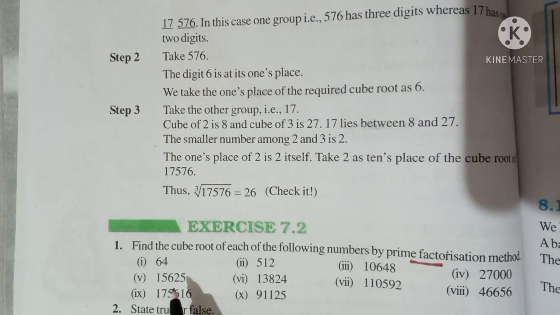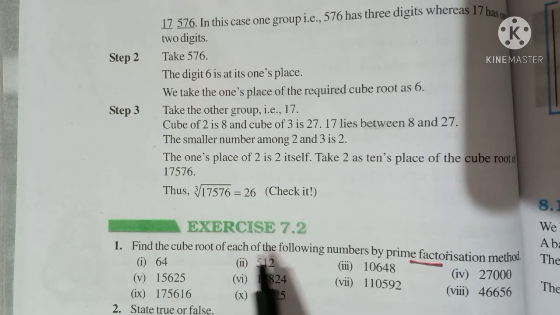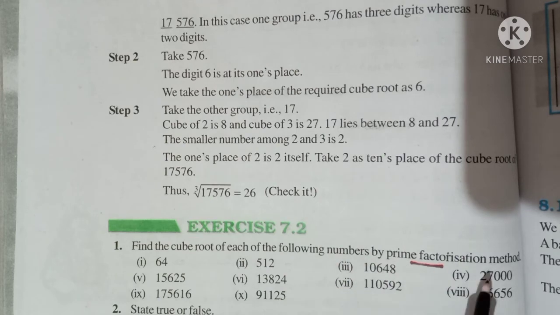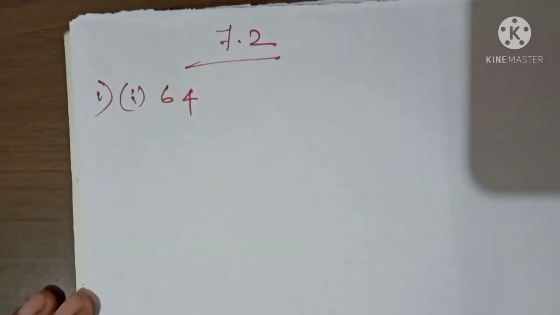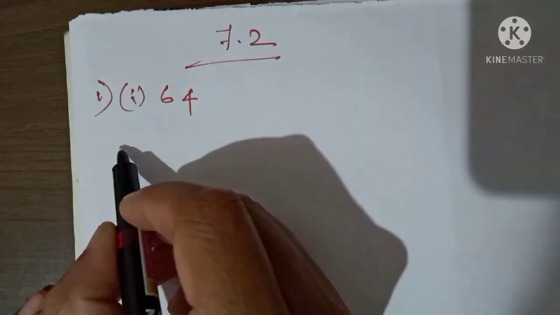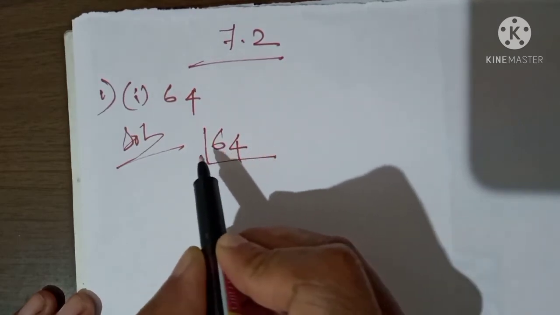So let's see the first question. We'll see the first question and second question. Remaining problems you can do. Okay, find the cube root of each of the following numbers by prime factorization method. So you are going to find the cube root for the given numbers. By what method? By prime factorization method. Okay, so solution. 64. Apply prime factorization method.